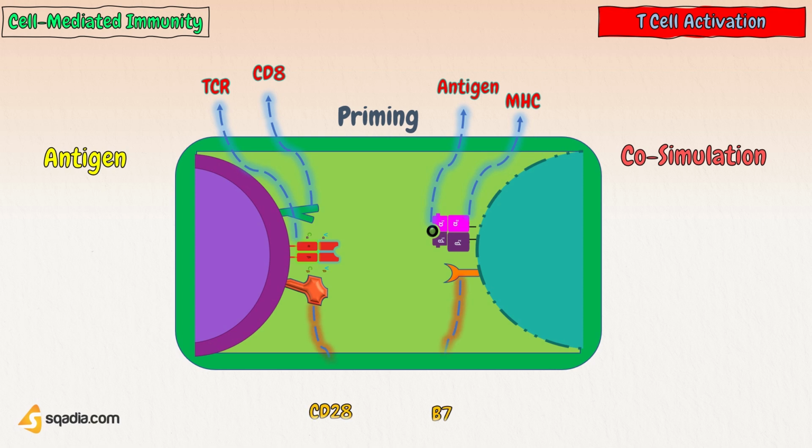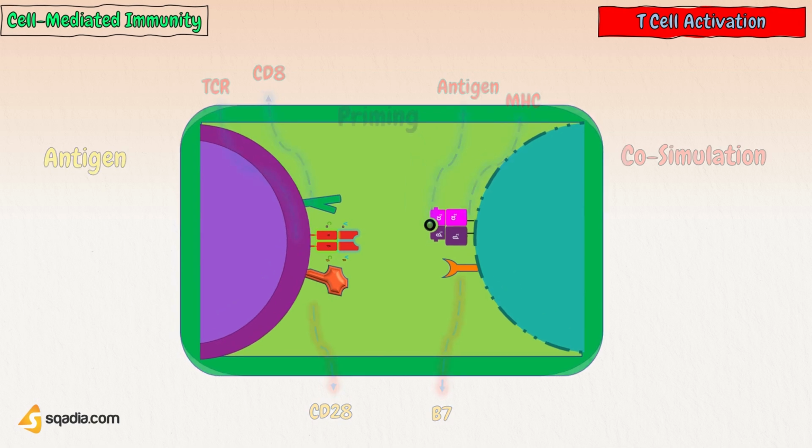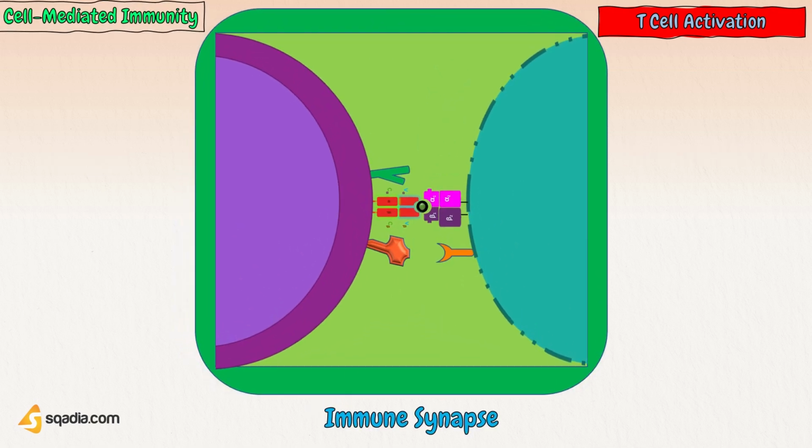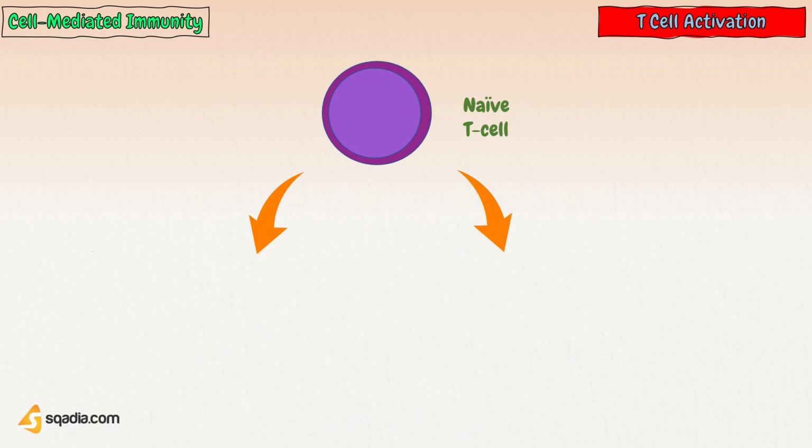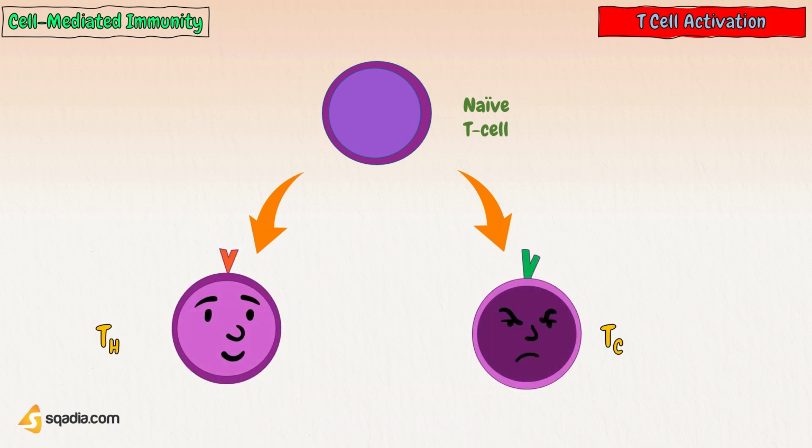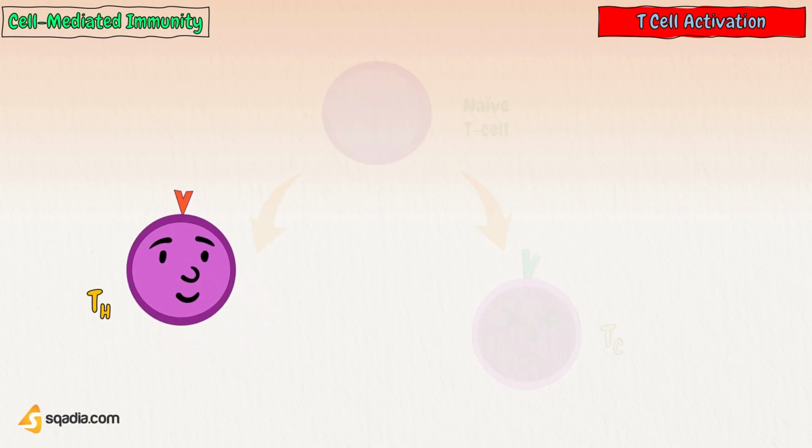It begins when a ligand called CD28 on the surface of a T cell binds to a ligand called B7 on the surface of the antigen-presenting cell. This region, which contains TCR, MHC, CD4, CD28, and B7, is known as the immune synapse. Once an immune synapse is formed, the naive T cell changes into an activated T helper cell or cytotoxic T cell. These two types of cells have their own characteristics.